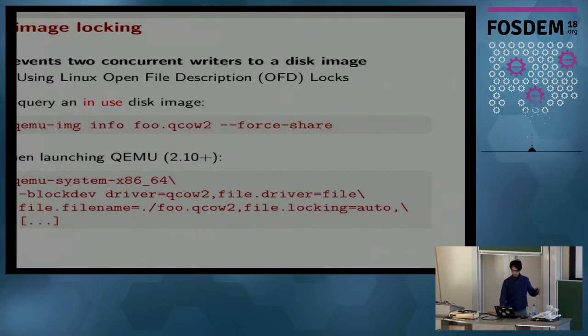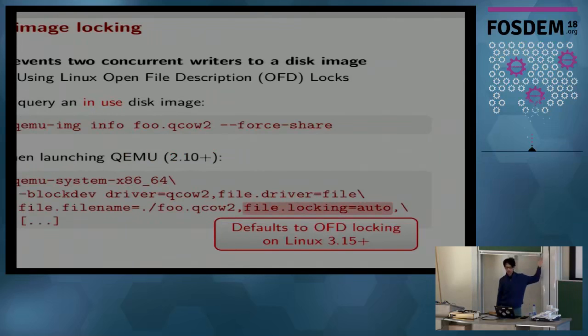On recent QEMUs, the same locking mechanism can be specified when you configure block devices; there's a locking option. It defaults to open file description locks if your Linux kernel supports them. Otherwise, it defaults to POSIX locking. I'm not quite sure, but there are some block people here who can confirm. But from my quick look at the code, that's what it looks like. So yeah, there's that.